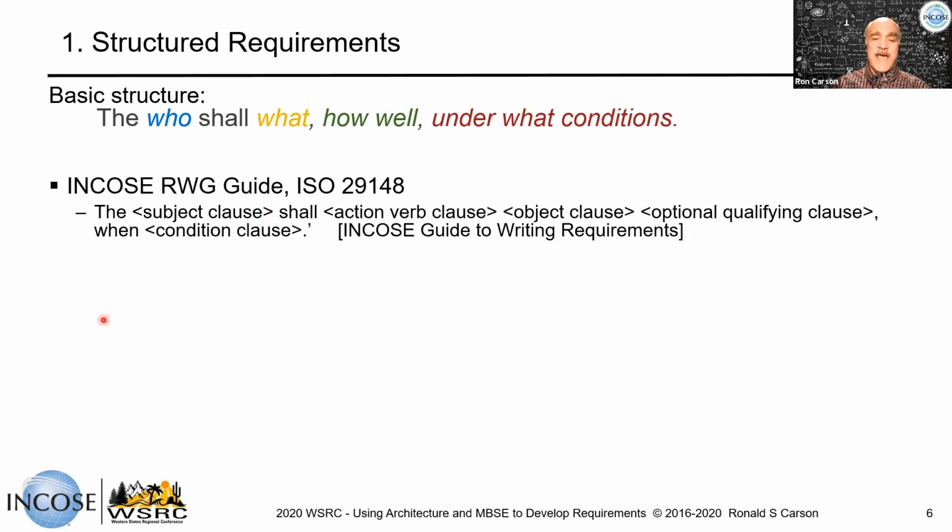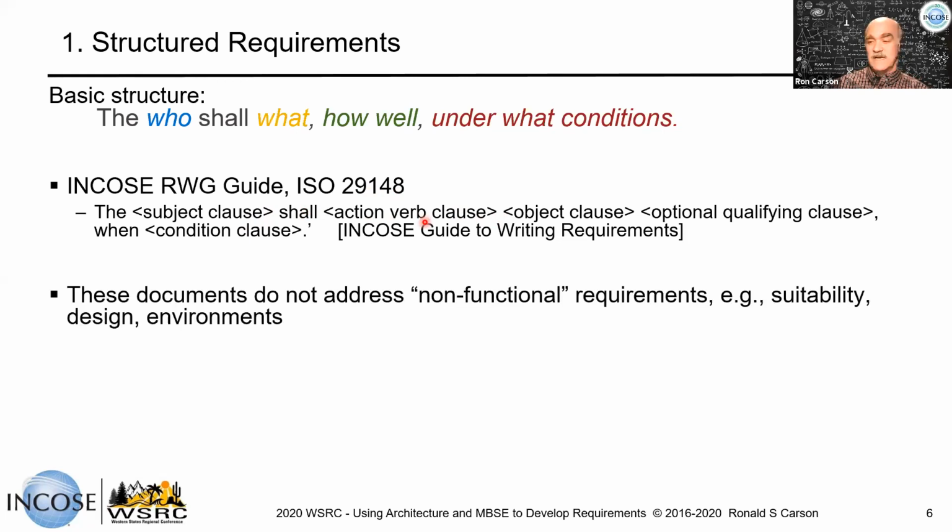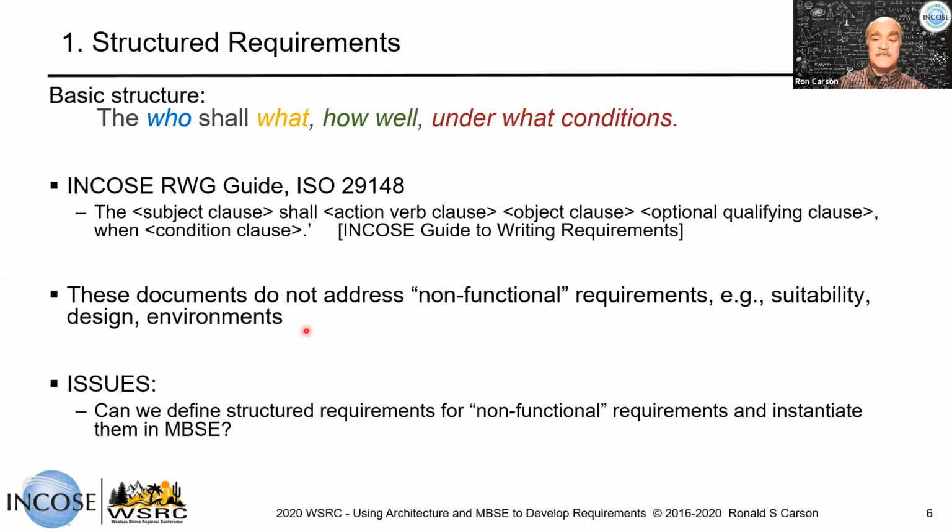And one of the reasons we have such a plethora of options is that these structures are not defined in SysML. We don't have a standard set of structures, and this particular structure from 29148 doesn't address the non-functional requirements like suitability, design, and environments. People may understand how to do functional requirements in MBSE, but can we also define such non-functional requirements and instantiate them in an MBSE tool? In particular, can we find the data elements in the architecture for not only the functional, but also the non-functional requirements?